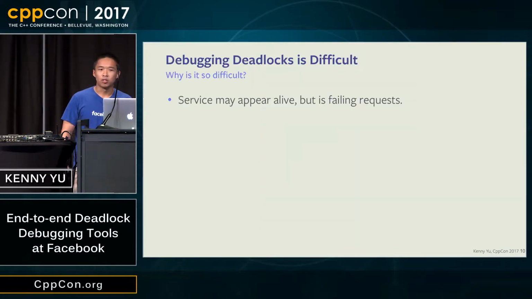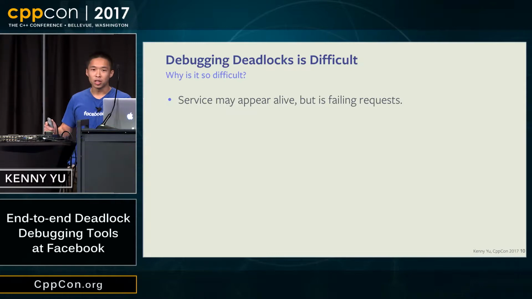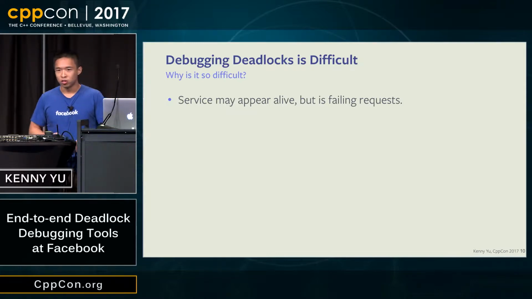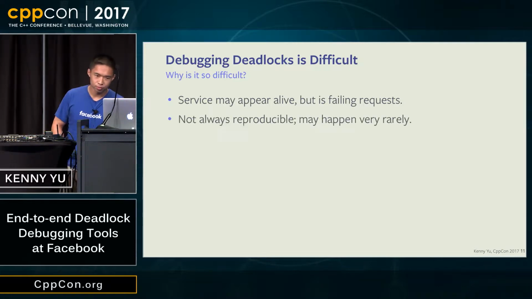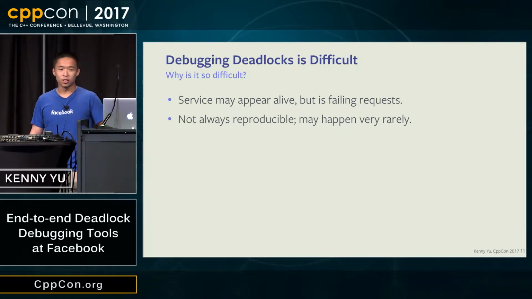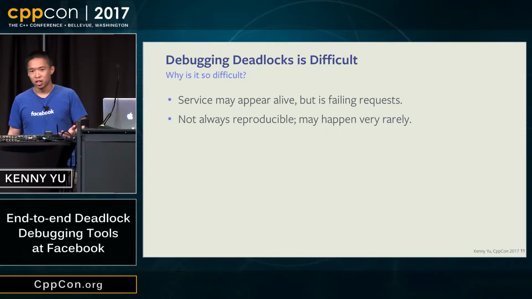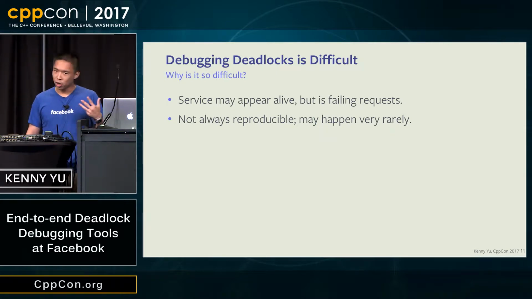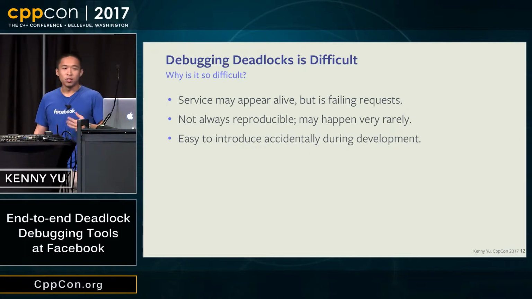So how do deadlocks relate to all of this? As in my story from before, deadlocks are especially worrisome because the service may appear alive but is failing requests. Some threads could be deadlocked while some other threads still make progress. Detecting deadlocks can also be very difficult because reproducing the exact environment, the exact request, and the timing can be very difficult. And so it can be very hard to reproduce in a test environment. It's also very easy to introduce deadlocks accidentally during development.